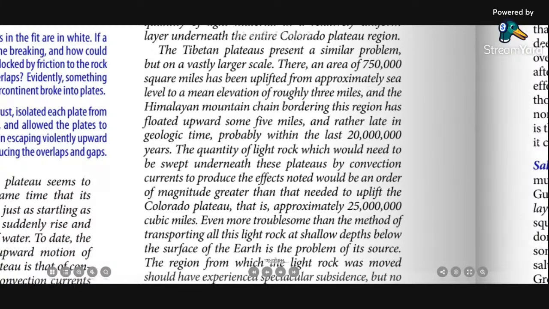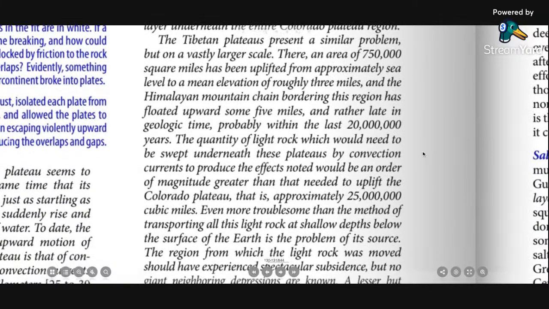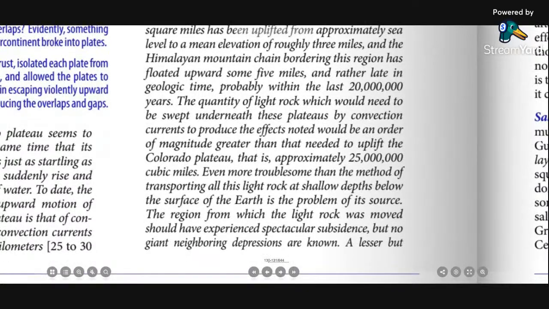The quantity of light rock which would need to be swept underneath these plateaus by convection currents to produce the effects noted would be an order of magnitude greater than that needed to uplift the Colorado Plateau. That is approximately 25 million cubic miles. Even more troublesome than the method of transporting all this light rock at shallow depths below the surface of the Earth is the problem of its source.